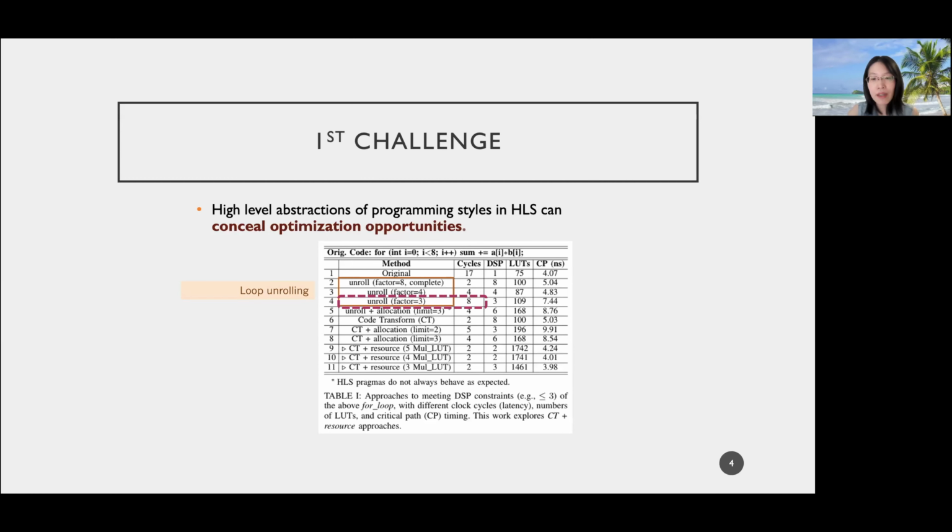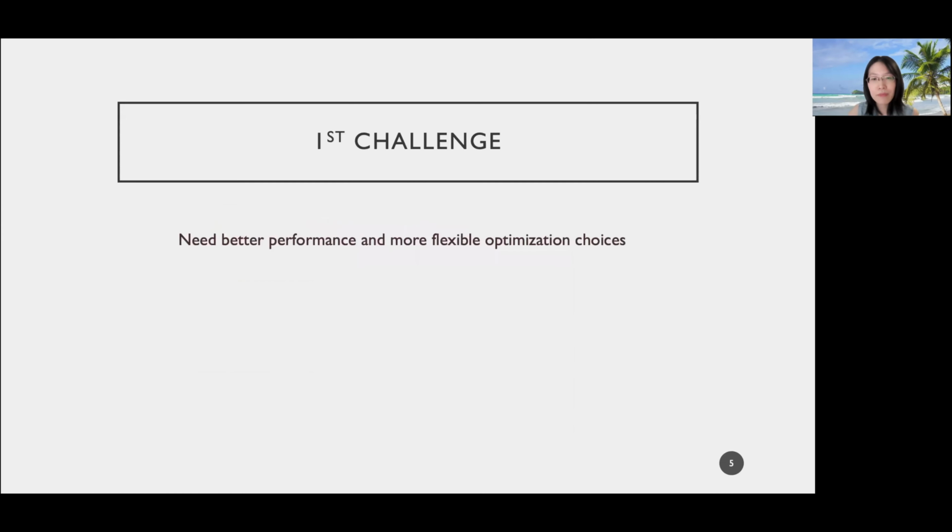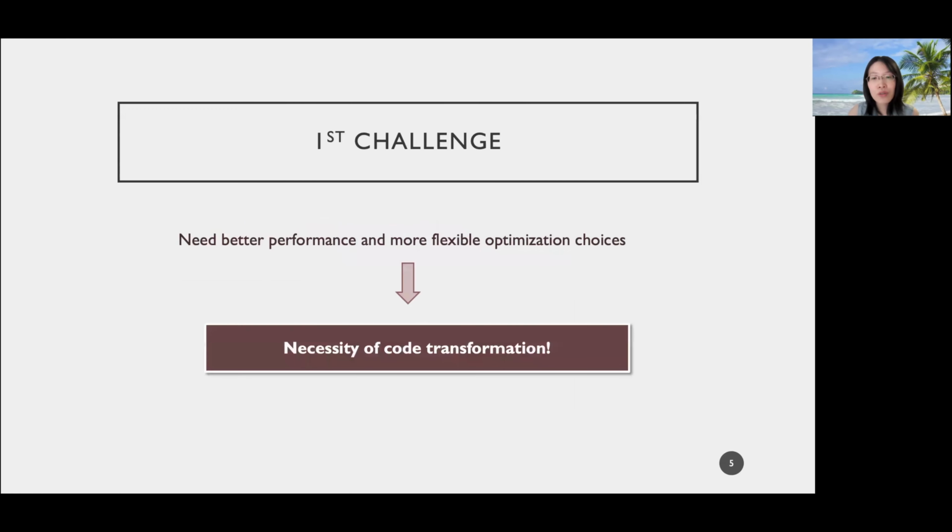latency. But when the high-level abstractions are transformed into data flow graphs by code transformation, it is much easier to apply different pragmas to conduct finer-grained DSEs as shown from line 5 to 11. This provides a first motivation. As we are seeking better performance and more flexible optimization choices, it is necessary to do code transformation.